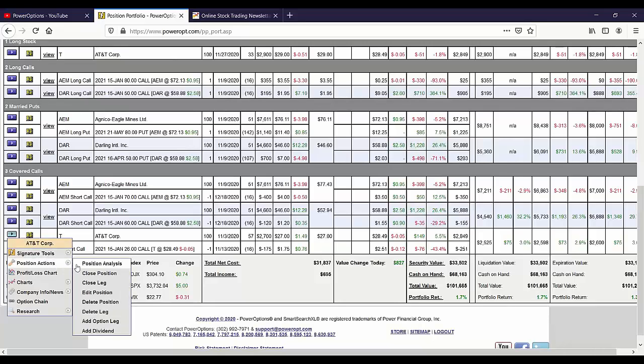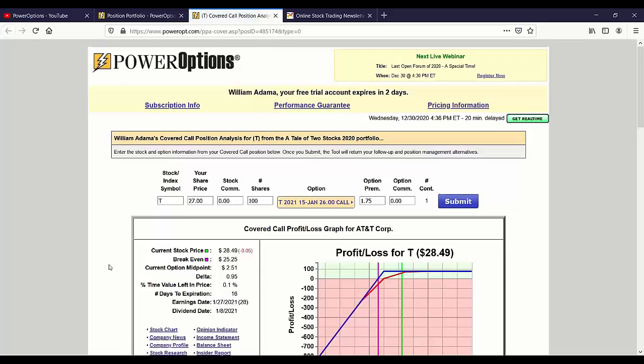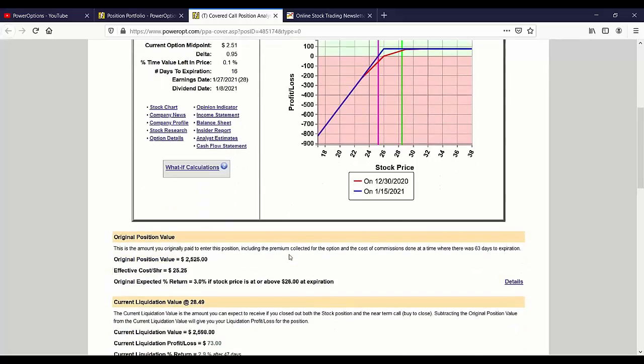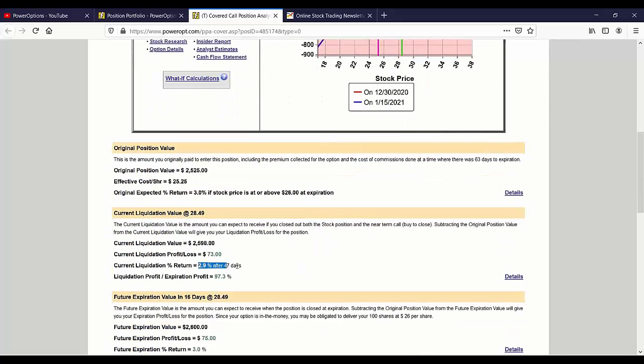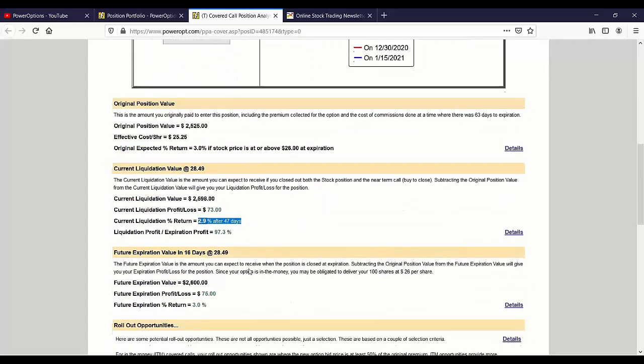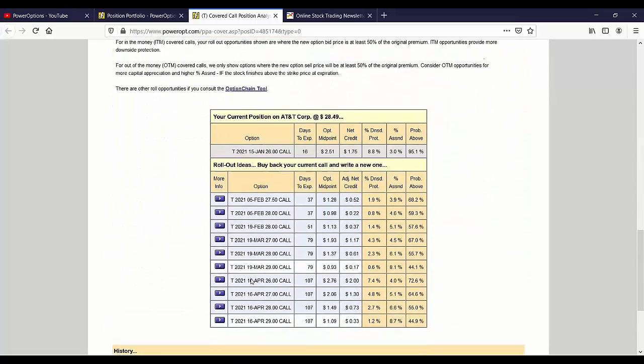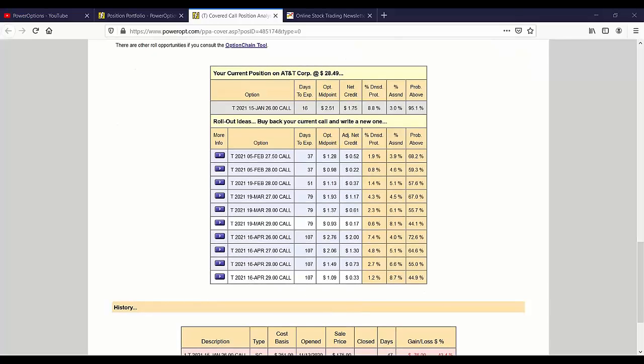Go to Position Actions and go to Position Analysis from the covered call I'm tracking in my portfolio. We get a breakdown of our current covered call position. My current return is 2.9%, and pretty much 97% of the 3% I expected to make, max return if I'm assigned on. And then down below, it's going to show us the rollout opportunities.